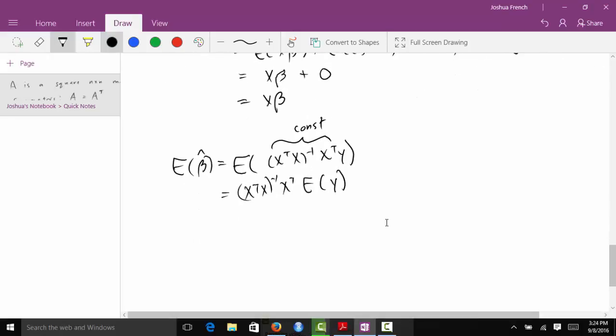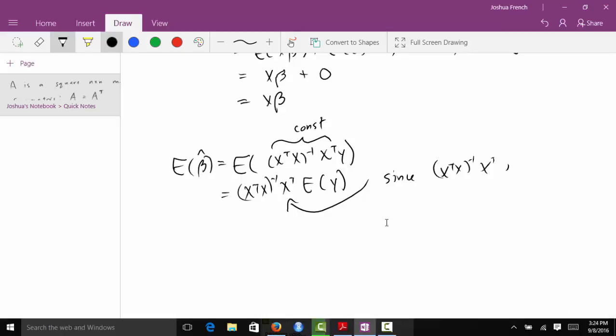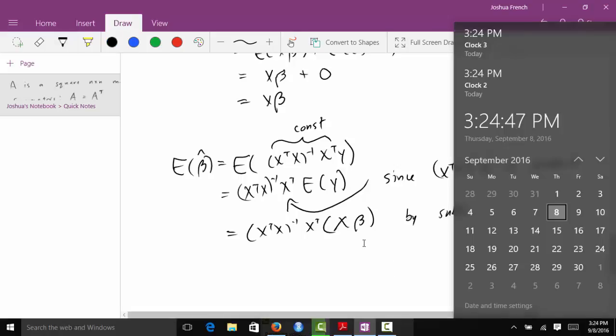So just to be clear here, this is because x transpose x inverse x transpose is constant. And now we can substitute in for the expected value of y based on what we have previously done. So we get x transpose x inverse x transpose times x beta by substitution.